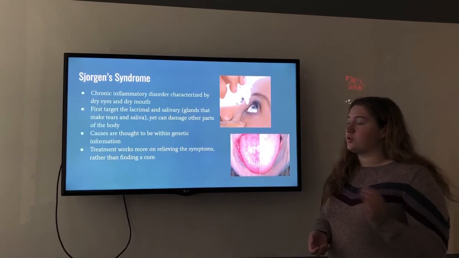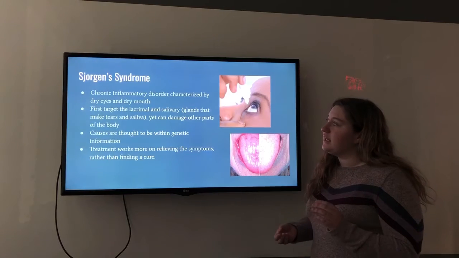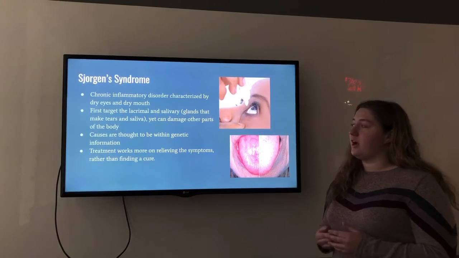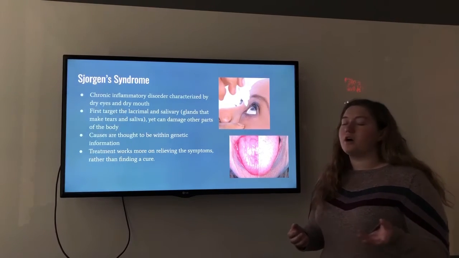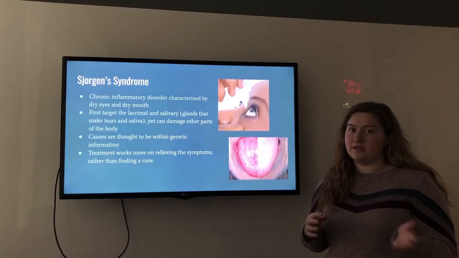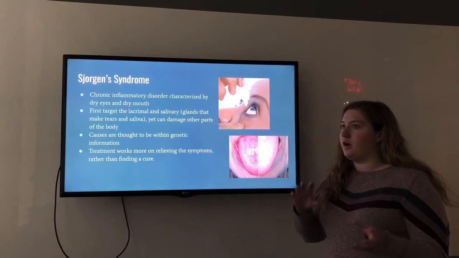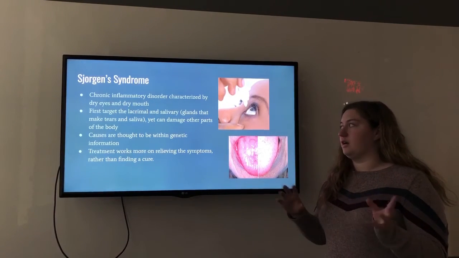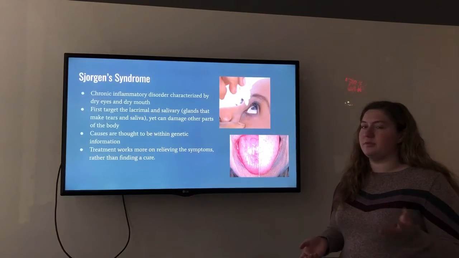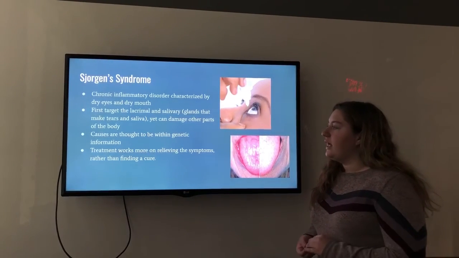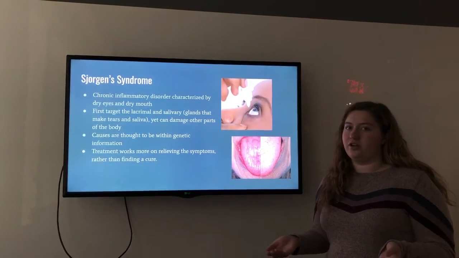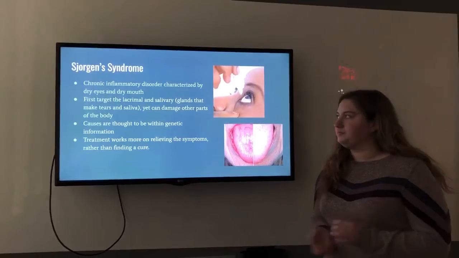Another disease is Sjogren's syndrome. It is a chronic inflammatory disorder characterized by dry eyes and dry mouth. The first targets are the lacrimal and salivary glands, which are the ones that make tears and saliva, but it can target other places of the body that aren't even related to that. The causes are thought to be genetic, and treatment works on relieving the symptoms more than finding a cure because it's such a broad disease.